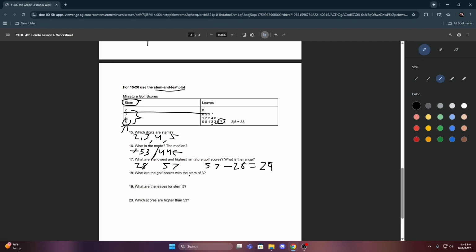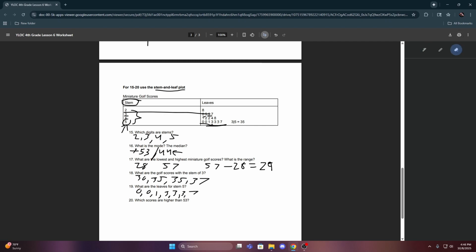Now what are the golf scores with a stem of 3? All you have to do is connect this 3 to the ones places, so it's 30, 35, 35 again, and 37. What are the leaves for stem 5? This one is only asking for the leaves, so you just have to write these numbers down. So 0, 0, 1, 3, 3, 3, 7.